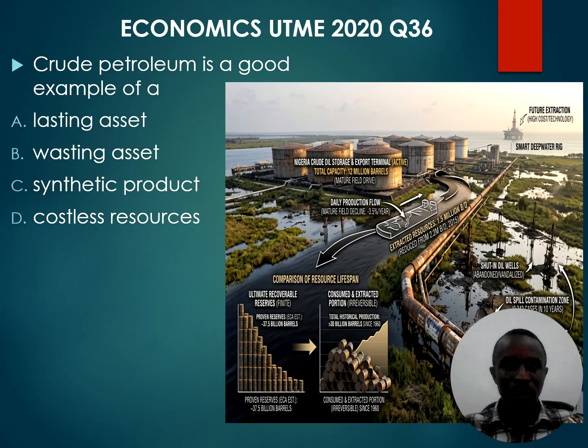Question 36. Crude petroleum is a good example of a wasting asset. Crude petroleum, that's crude oil, is a non-renewable asset. Once it is explored and refined, it cannot be replaced. It's not a lasting asset because it's non-renewable. A synthetic product is a product that is created through a chemical reaction or chemical process. And costless resources, no, crude petroleum is not costless, it comes with a cost. While exploring it, there are effects, it can lead to oil spillage and others. So crude oil is a wasting asset. It cannot be replaced when it is explored and refined.